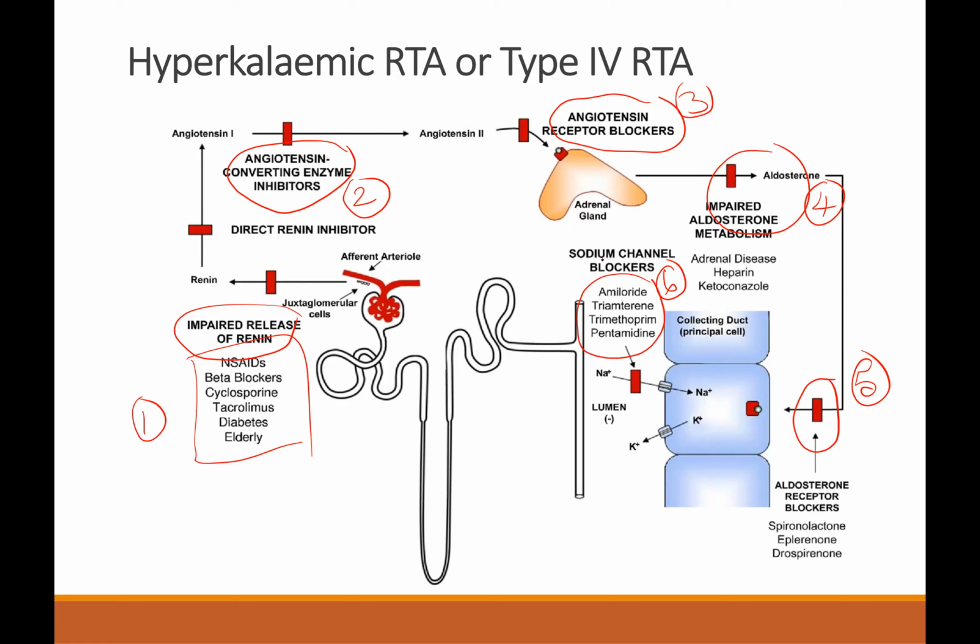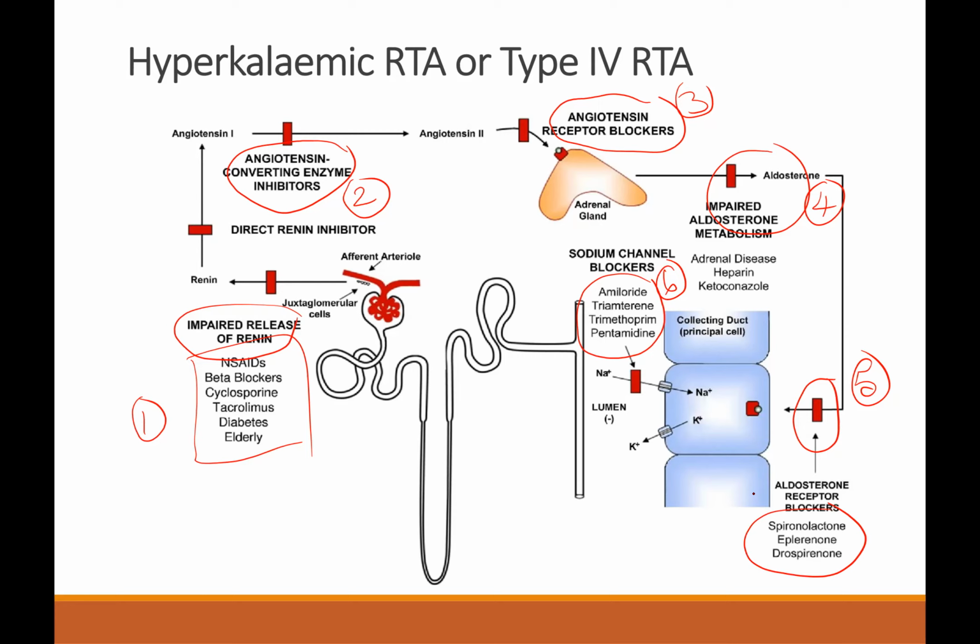Here, the potassium sparing diuretics are: spironolactone, eplerenone, and drospirenone. Drospirenone, eplerenone and spironolactone are aldosterone receptor blockers, and sodium channel blockers are amiloride, triamterene, trimethoprim. They don't do anything with the potassium but block the sodium absorption. Indirectly, they retain the potassium.